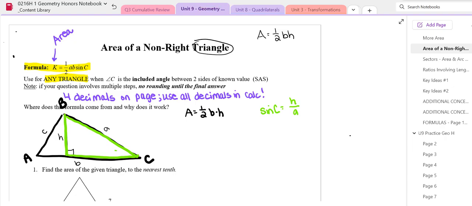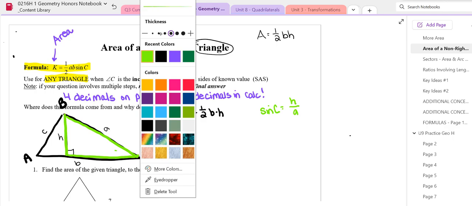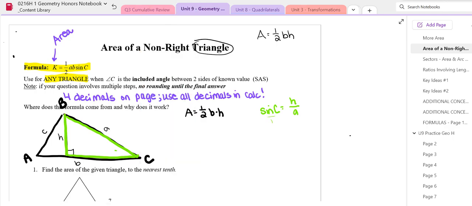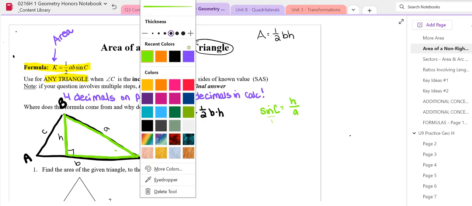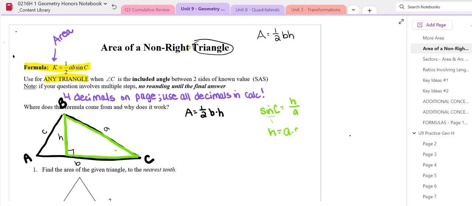I'm going to go ahead and cross multiply now. I'll put the sine of C over 1. And when I cross multiply, I find that h is equal to a times the sine of C. So what I'm going to do is come back to my original area formula, and I'm going to replace that h with a times the sine of C. I'm also going to change my A for area and make that a K for area because I'm now moving into the area formula that involves trig. So this is going to be 1/2 times b, but instead of the h, I'm going to make it a times sine of C.